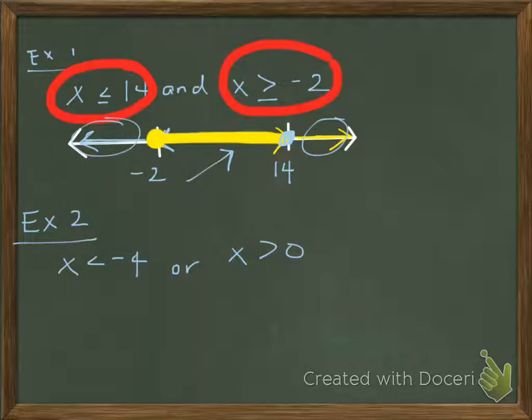So pick a number in between -2 and 14. Okay, let's just say we pick 6. Good choice, Nathan. So if we pick 6 there, is 6 less than 14 or equal to 14? Yes, it is, so it meets that condition. Is 6 greater than -2 or equal to -2? Yes, it is. So all those numbers on that spot are going to be your answer.